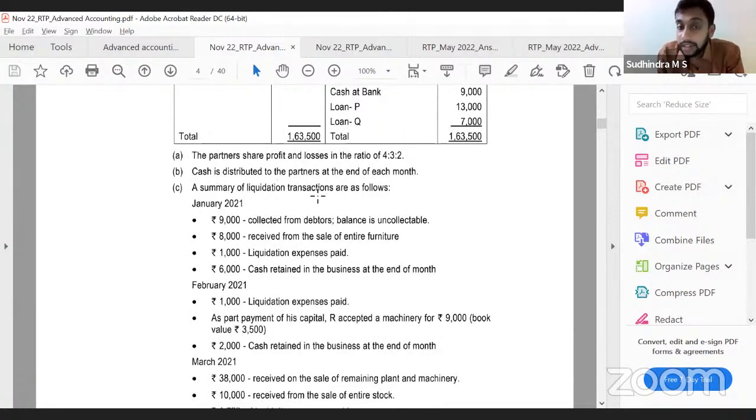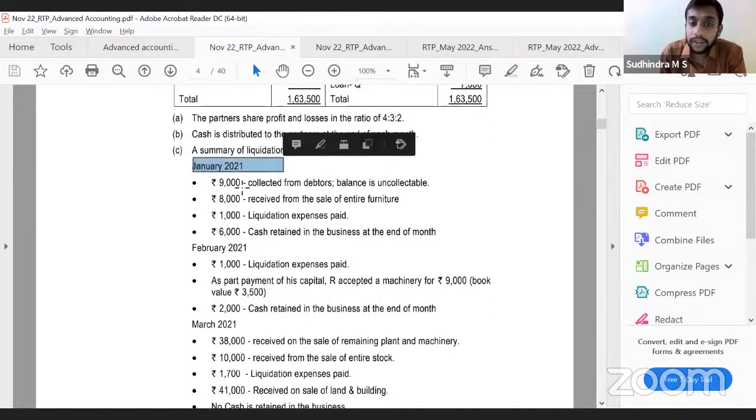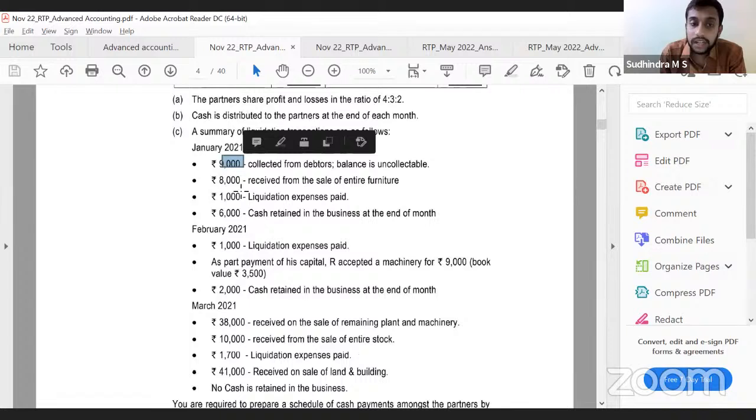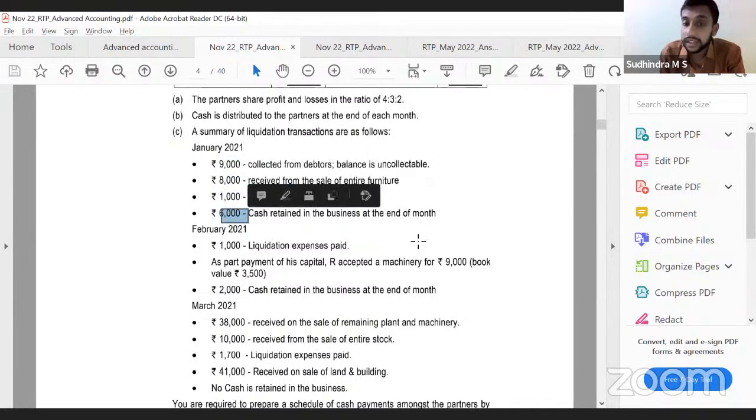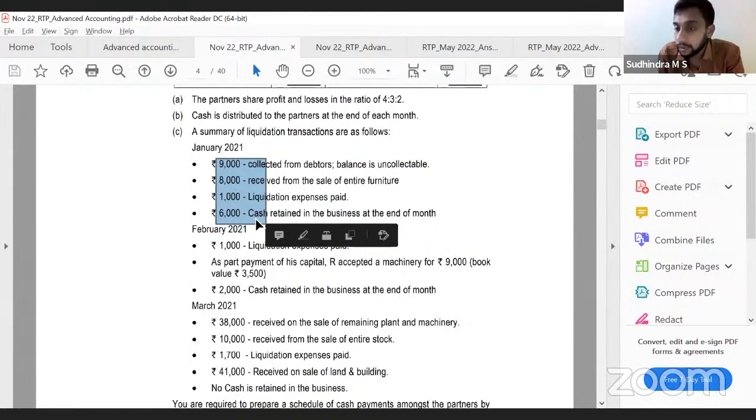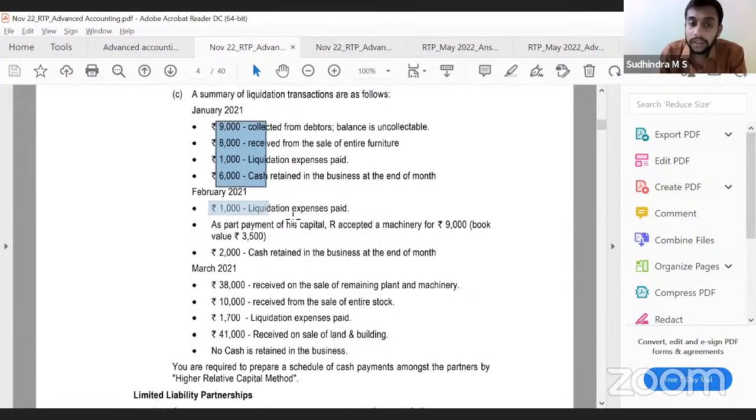Cash is distributed to the partners at the end of each month. Summary of liquidation transactions are as follows. Jan 21, 9,000 collected from debtors, balance is uncollectible, 8,000 received from sale of entire furniture, 1,000 liquidation expense paid, 6,000 cash retained at the end of the month. So with that, we will get to know the amount that is available for distribution in January. February, 1,000 liquidation expense paid, a partner accepted machinery for 9,000, book value 3,500, 2,000 rupees cash retained in the business at the end of the month. Again, we will get to know the amount available for distribution.